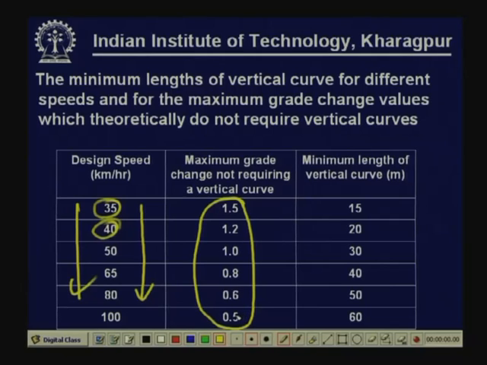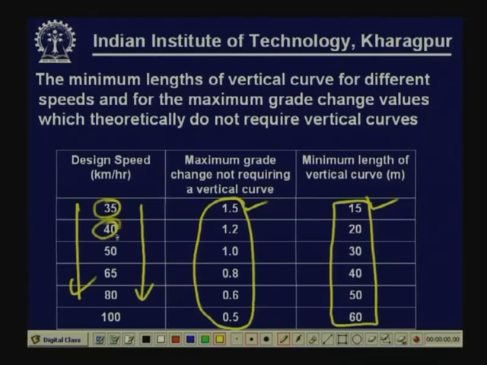Up to these values, say for 100 kilometer 0.5, 50 kilometer 1, we as such do not need any length of vertical curves, at least from theoretical consideration. But IRC suggests this column, like for 35 kilometer per hour, 15 meter, and up to 1.5 maximum grade change, we should provide a minimum length of 15 meter.